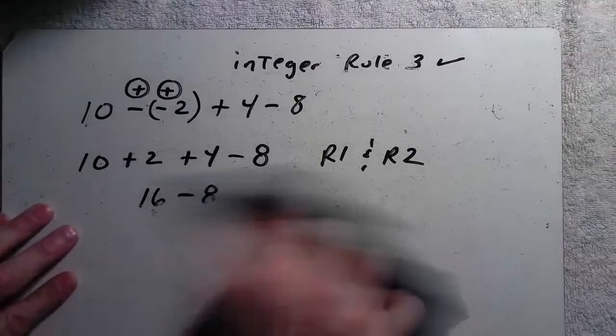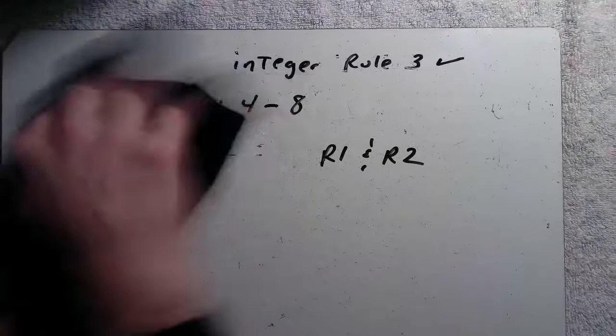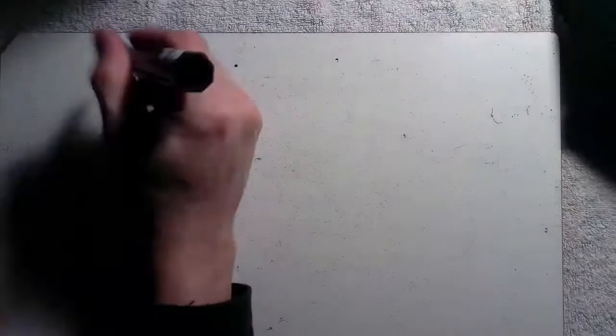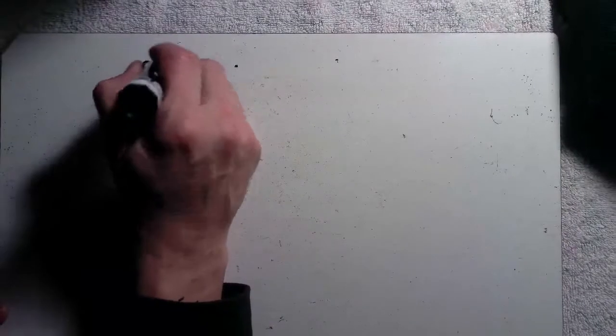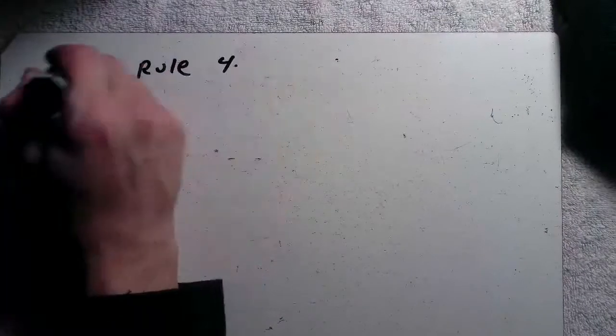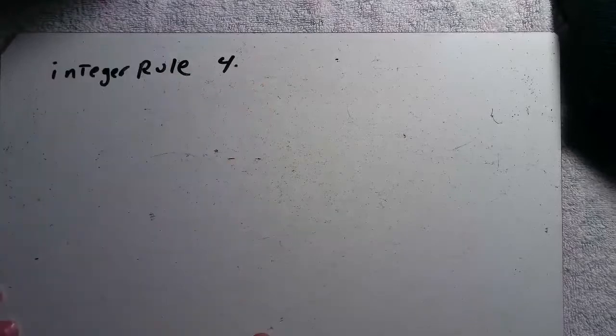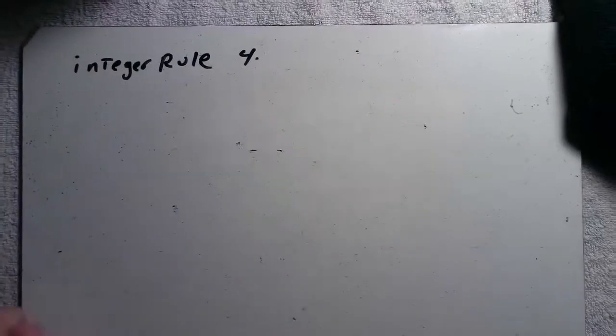All right, that is the first 3 integer rules of our pre-algebra section. We're going to look at the last one, rule 4. Integer rule 4. Let's go and bring up our worksheet.